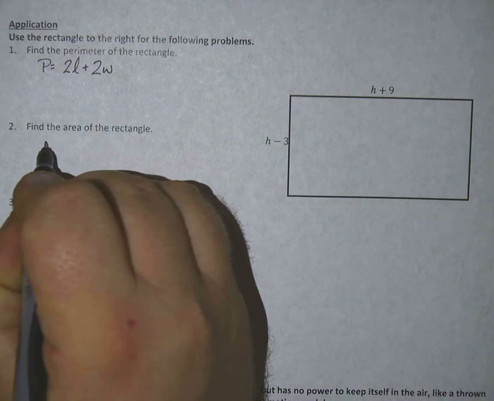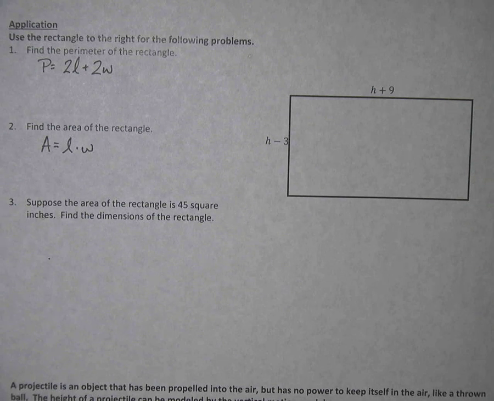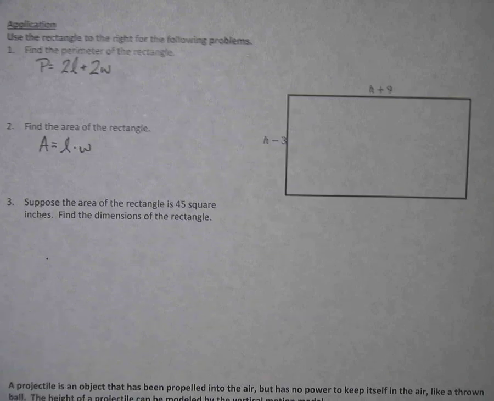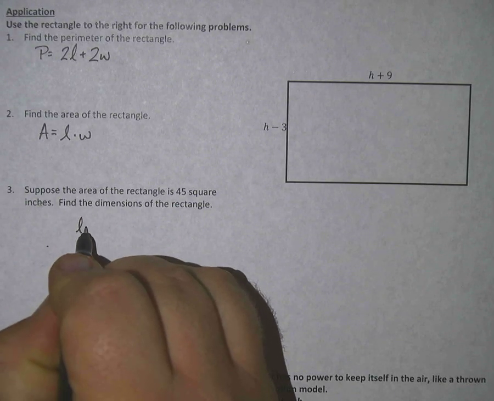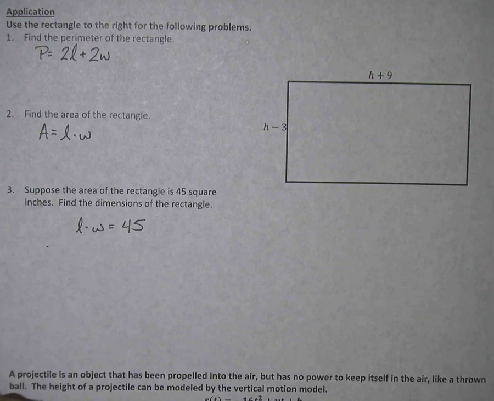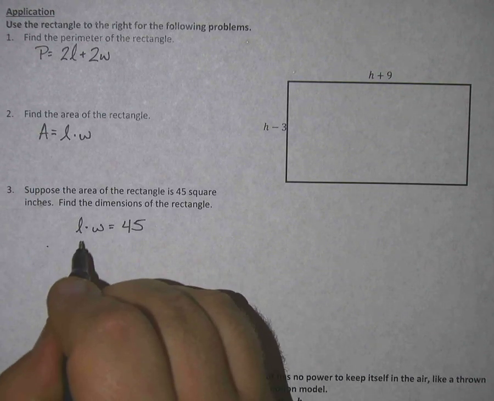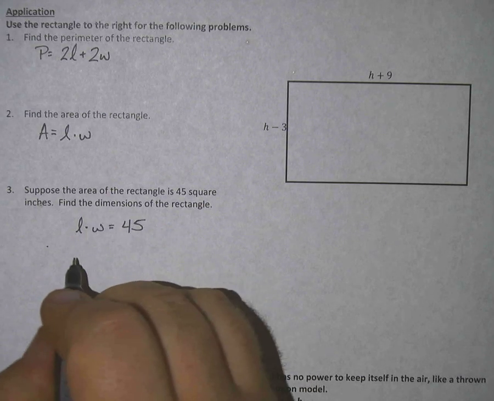To find the area, that's going to be length times width. So you're just going to multiply those two binomials together. Okay? Now, for the next part, suppose the area is 45 square inches, and they want you to find the dimensions of the rectangle. So here's the important part. So length times width equals 45. Okay, that's the area.